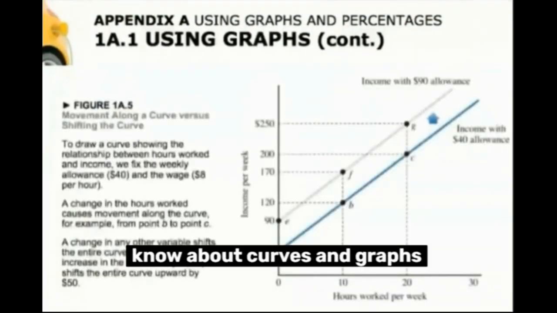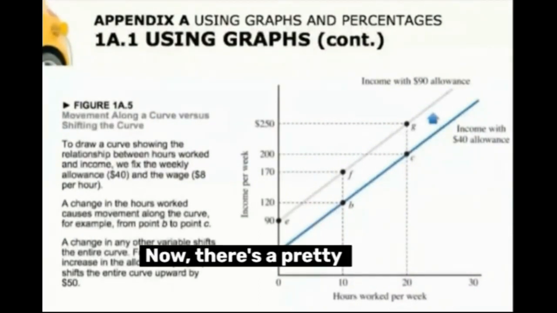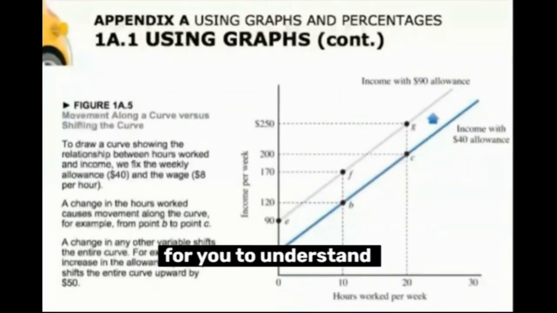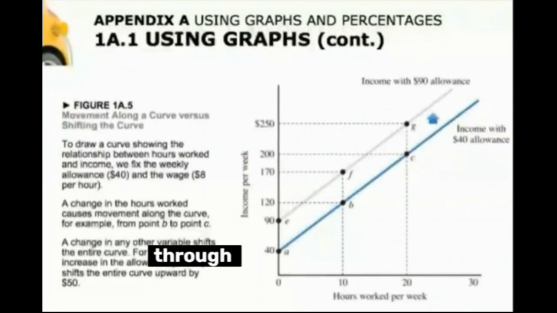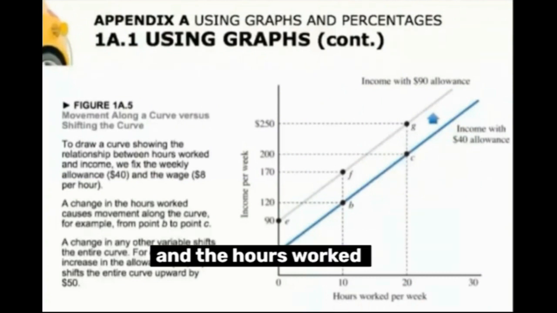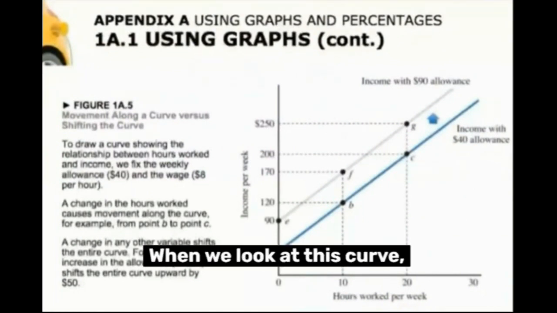Another thing we want to know about curves and graphs is what makes the curves shift versus what means a movement along a curve. Now, there's a pretty simple rule of thumb when looking at this, and it's going to be very important for you to understand it and remember it as we move through the course. There are two variables in this graph. Everything else is held constant. Right? The hours worked per week and income per week. Those are the two variables that we're looking at when we look at this curve.